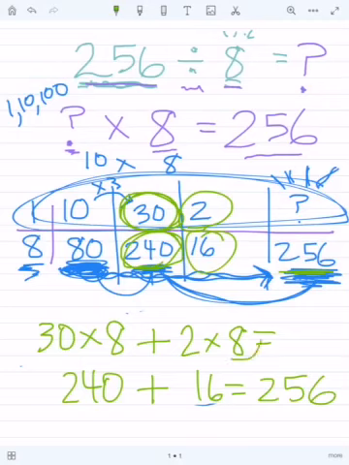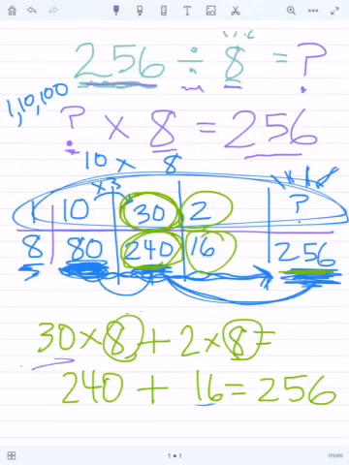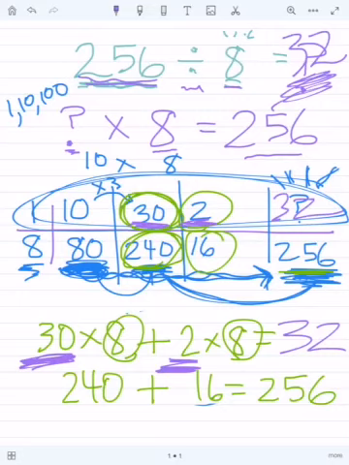And how many groups of 8 was this? It's those numbers right here. 30 plus 2 more. 32 weeks. So my answer up here is 32. It would take 32 weeks of getting $8. And then I would have $256.